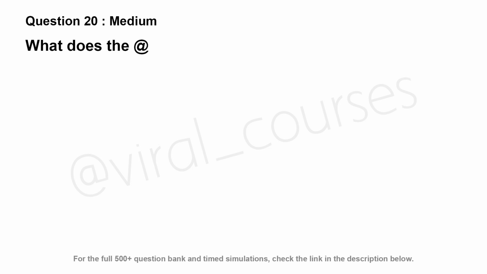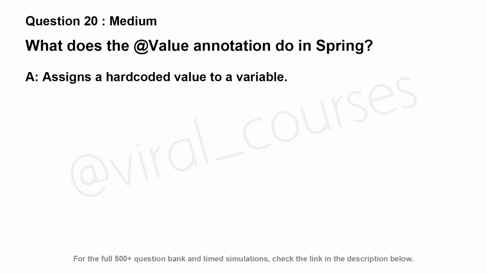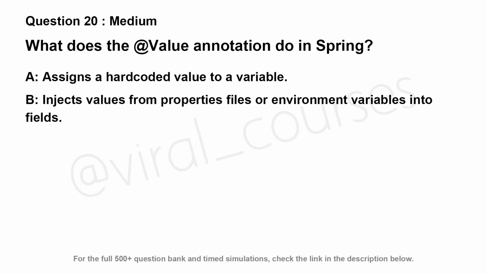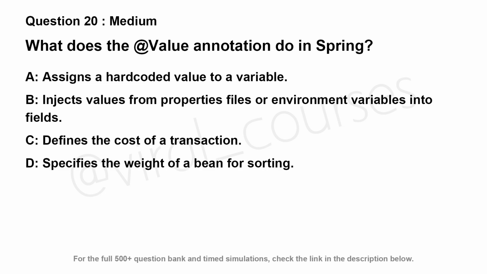What does the @Value annotation do in Spring? Option A. Assigns a hard-coded value to a variable. Option B. Injects values from properties files or environment variables into fields. Option C. Defines the cost of a transaction. Option D. Specifies the weight of a bean for sorting.